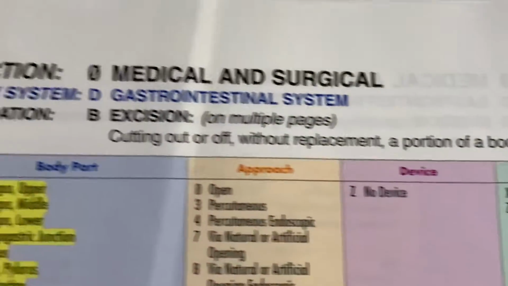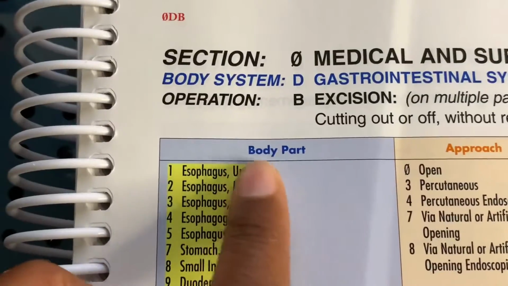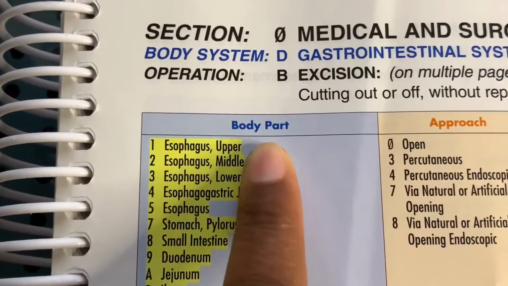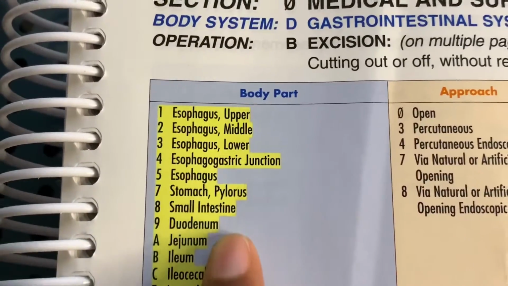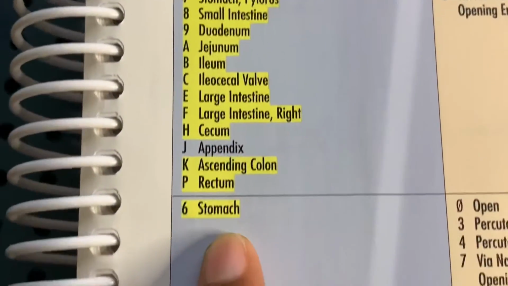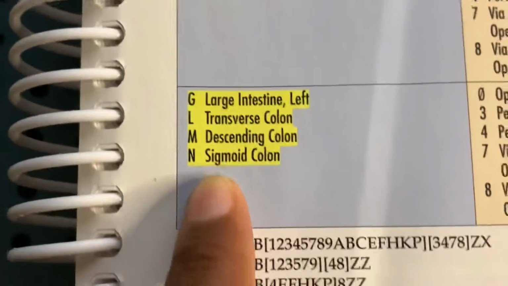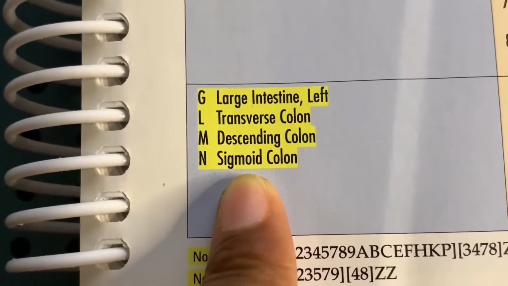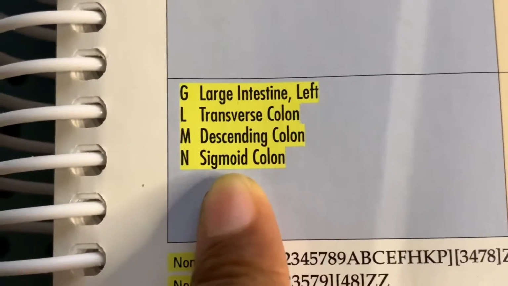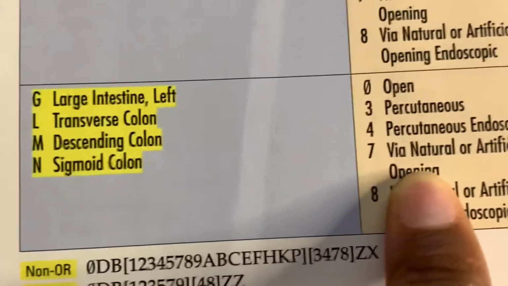Okay, let's continue to build our code. Now, what is the body part? Well, our body part based on the scenario is the sigmoid colon. So now we're going to go down to locate sigmoid colon. Well, here it is. So our next character will be N. So we have 0DBN. Now, remember the rules to then work across.